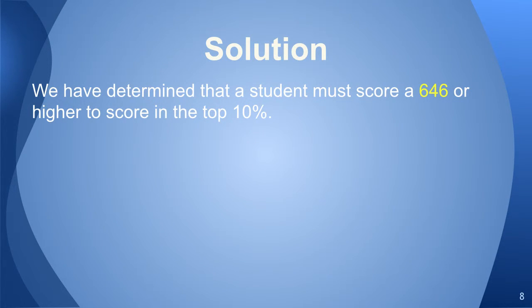So we have determined through the normal distribution table and the equations that a student must score a 646 or higher to score in the top 10%.